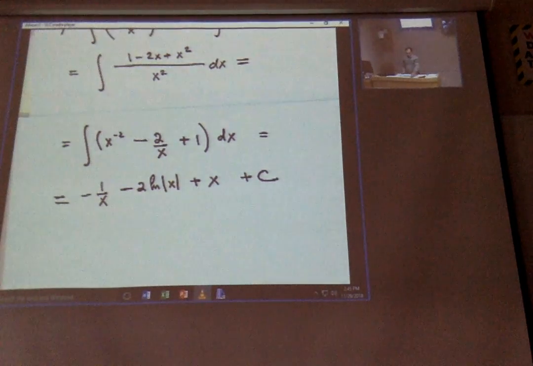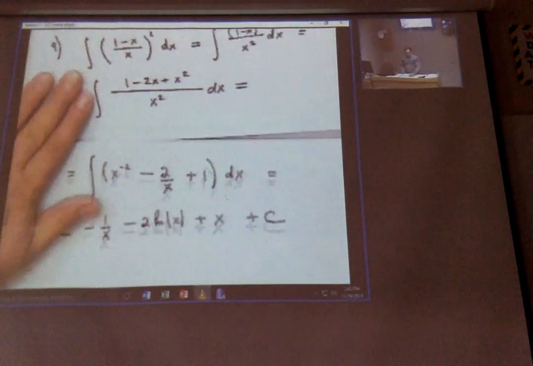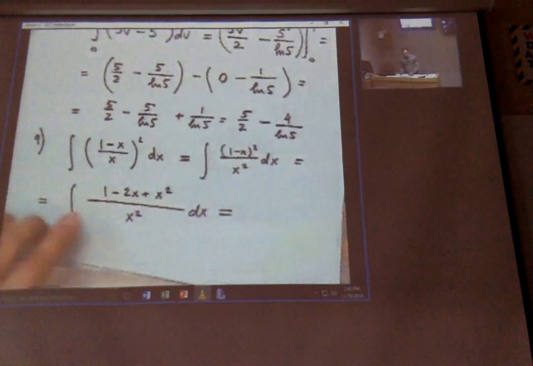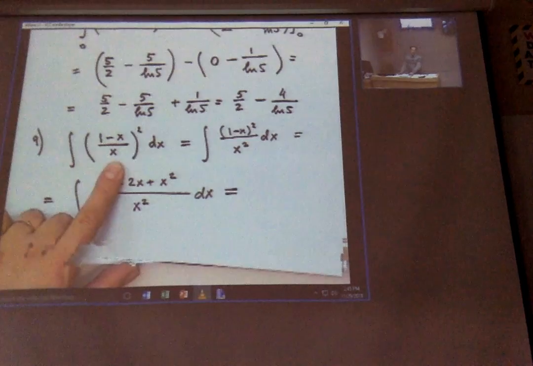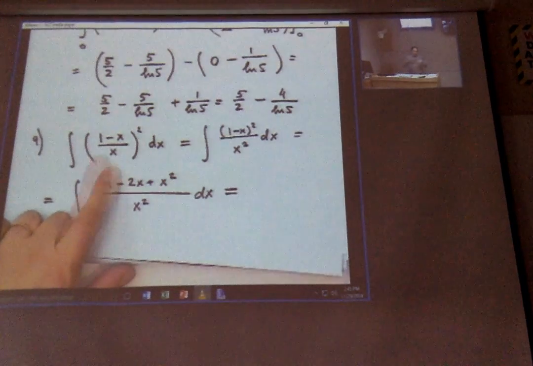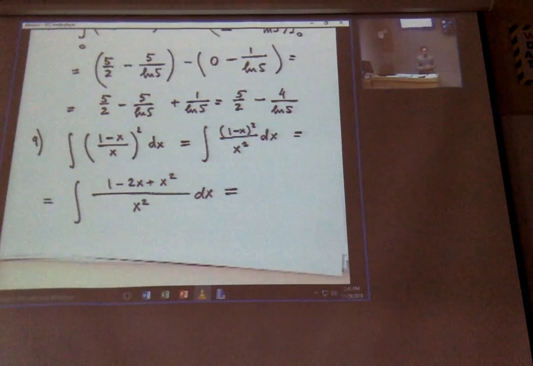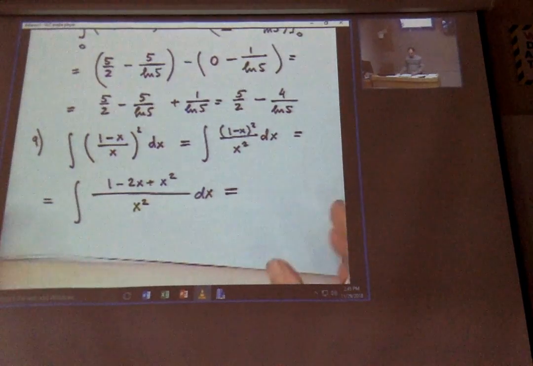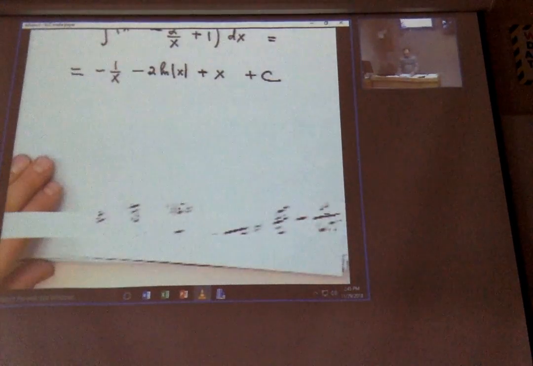So again, with this problem, overall, students may think that they should use substitution like u equals 1 minus x over x, because it looks like a composition. Well, not a good idea. That will not lead us to anything. So we just have to open the parentheses and see what else we can do by simplifying this one.